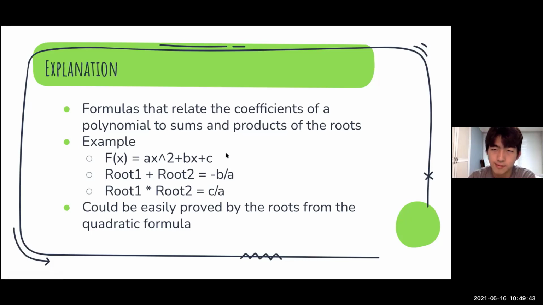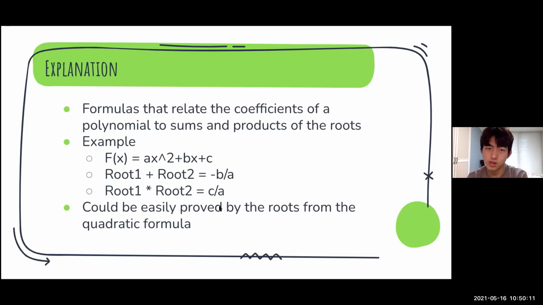f(x) is a quadratic equation ax squared plus bx plus c. Because this quadratic equation only has two roots, we can say that the sum of those two roots equals minus b over a, while the product of root 1 and root 2 equals c over a. These can easily be proved using the roots from the quadratic formula.